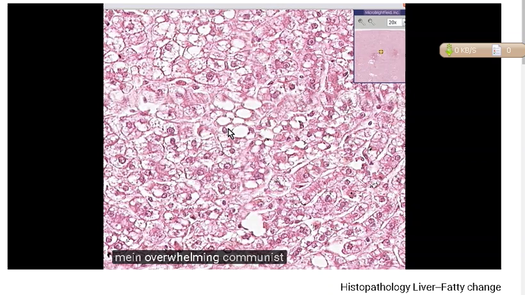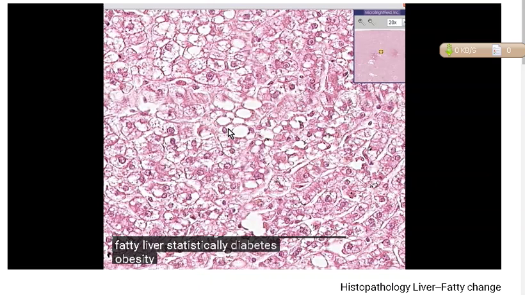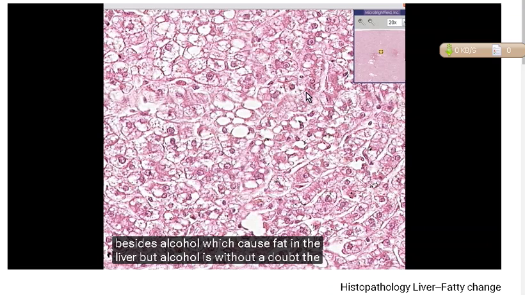The overwhelmingly commonest causes for fatty liver statistically are diabetes, obesity itself, as well as alcohol. There are a variety of other toxic compounds besides alcohol which cause fat in the liver, but alcohol is without a doubt the most common.